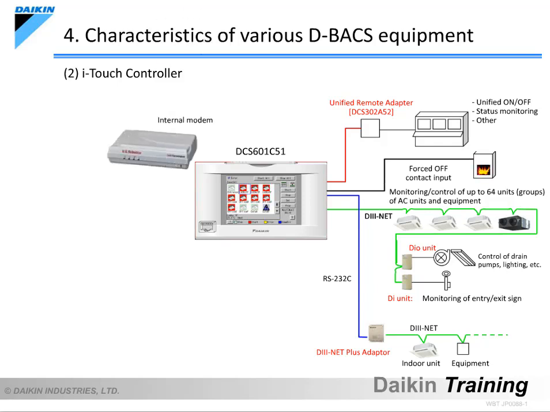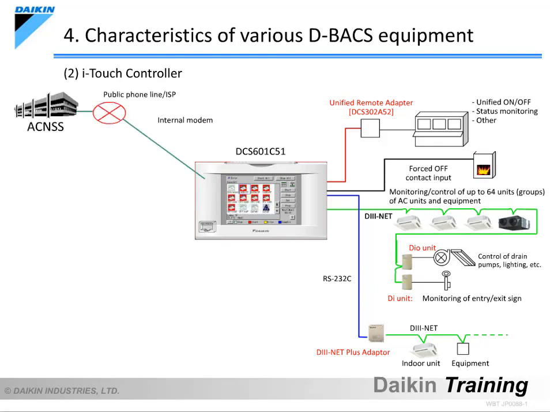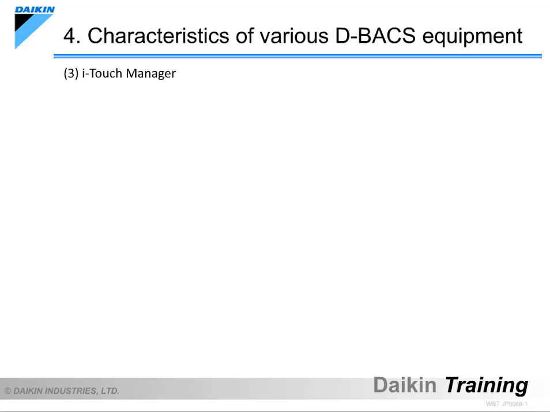Connecting to the public phone line via the internal modem allows use of the ACNSS service, with which information on a potential malfunction predicted by the ITouch controller can be reported to Daikin's after-sales service division before the malfunction actually occurs. Note that use of the ACNSS service requires a separate contract with Daikin's after-sales service division. Let's now learn about the ITouch Manager.